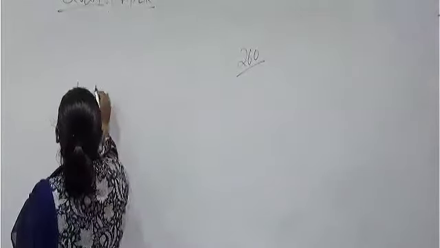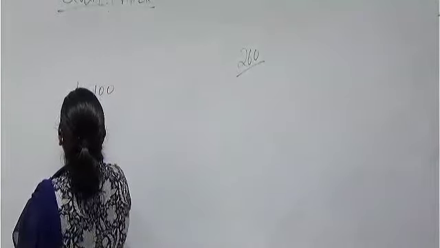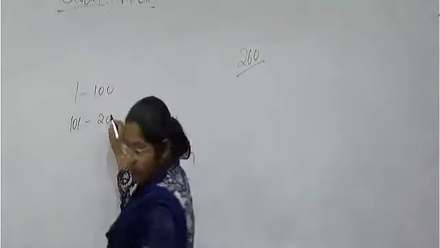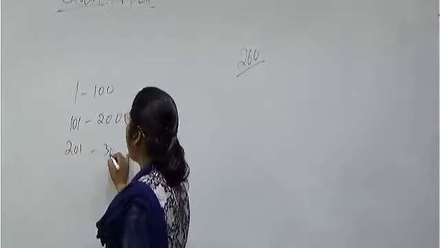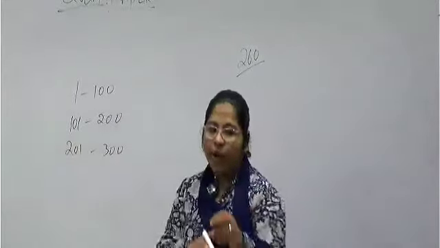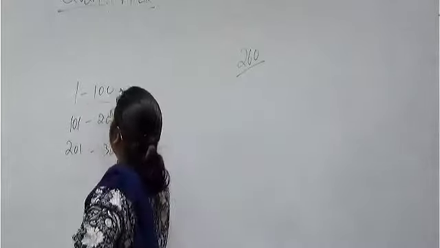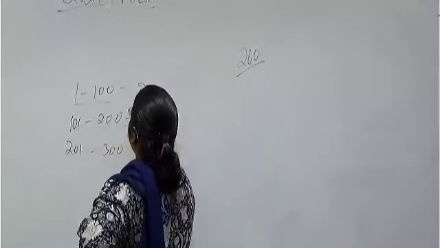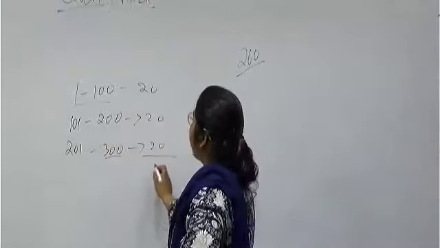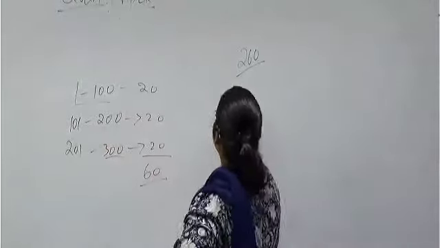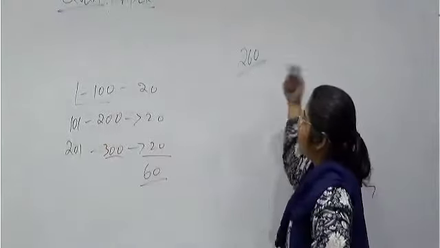I'll write it as 1 to 100, 101 to 200, and 201 to 300. How many times does it repeat? 20 times. For each 100, how many times will it repeat? 20 times, 20 times, 20 times. So till 300, how many times? 60 times. But I don't want beyond 60.